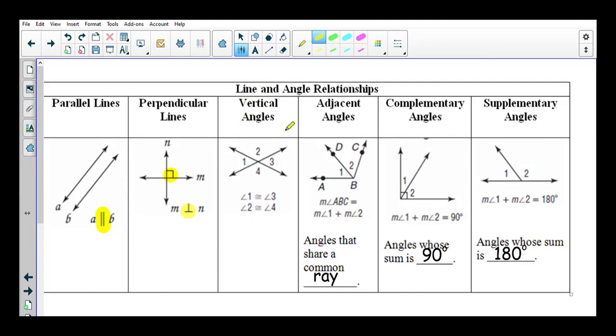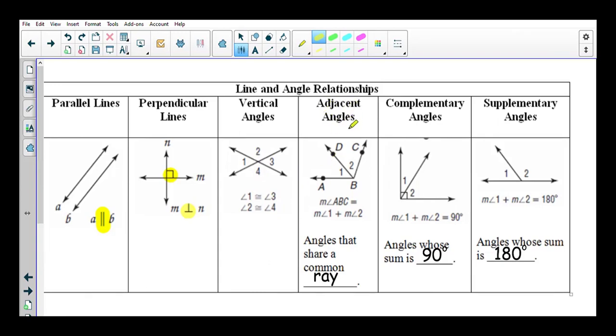We also have vertical angles. This is one that is probably new for you. Vertical angles are created when we have 2 lines that intersect. So they're actually the angles that are across from each other, and vertical angles happen to be congruent. So angles 1 and 3 are vertical angles, angles 2 and 4 are vertical angles. Angle 1 is congruent to angle 3, angle 2 is congruent to angle 4. That's going to be really important for us as we go into our examples here in this video.